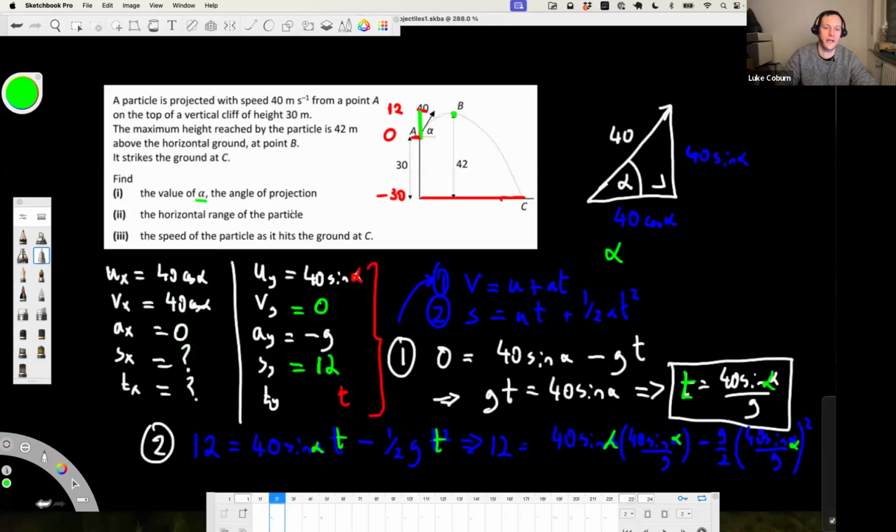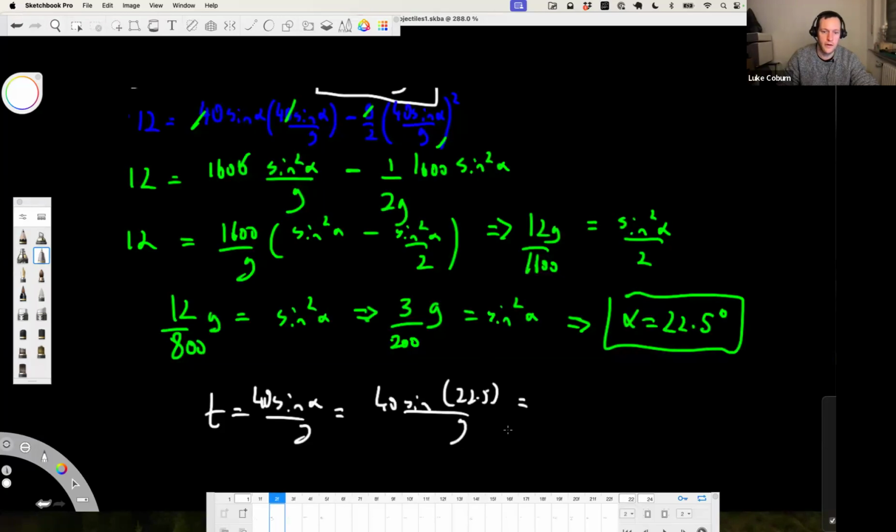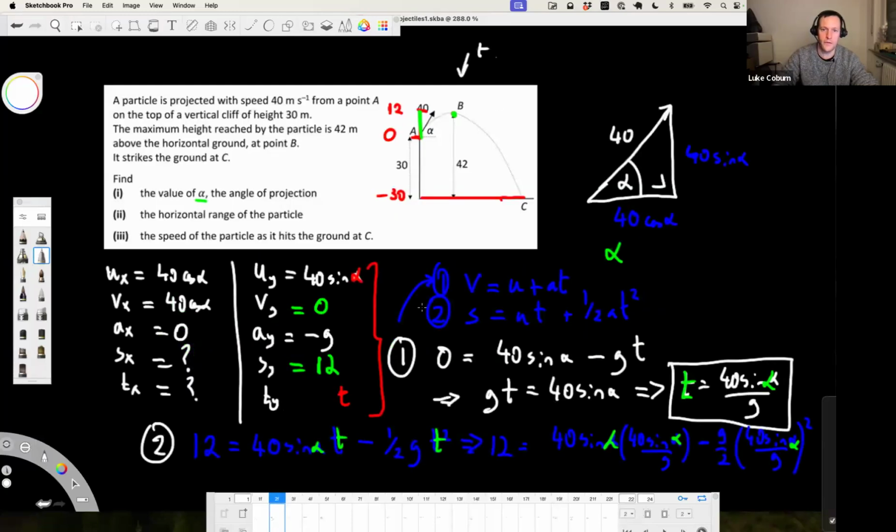Okay, and then we're asked about the horizontal range of the particle. Well, now that I have alpha, I can get t. So now t is just what it was. So t is equal to 40 sine alpha over g. So that t is equal to 40 sine of 22.5 over g. Oh yeah, sorry. So this is not giving me what I want here because that t is for there, right? So let's just go back to the question again. So now this alpha here is 22.5. And we're going to look for the horizontal range of the particle.